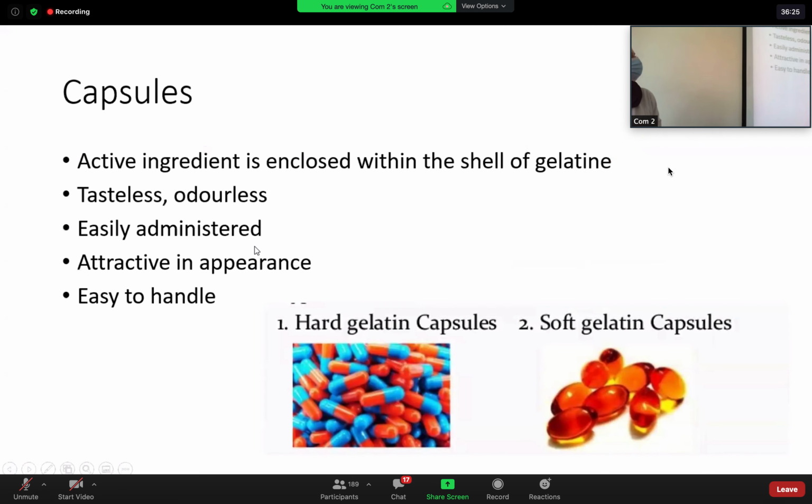These are the capsules. I think we've covered that. So usually they come tasteless, odorless, easy to be administered, especially the small size, and attractive in appearance. Most of them come in colorful colors. They are easy to handle because they are not so bulky compared to other tablets. As I mentioned, there are hard gelatin capsules and soft gelatin capsules. Those can still be either filled by powder or filled by small pellets. Here, those are filled by liquid formulations.